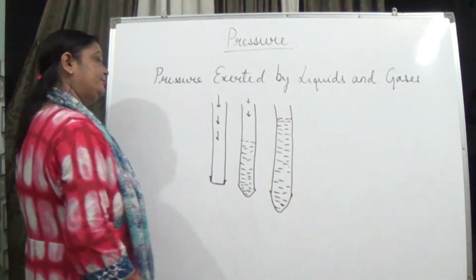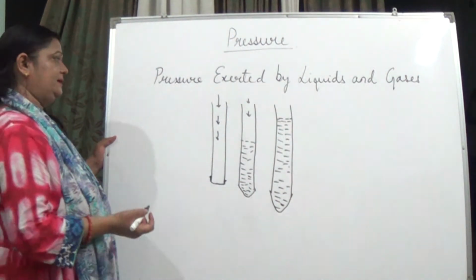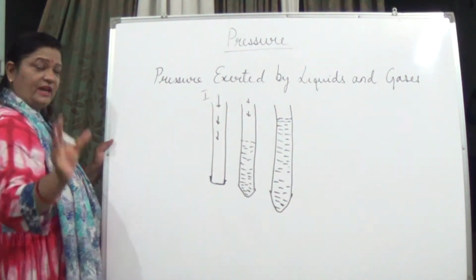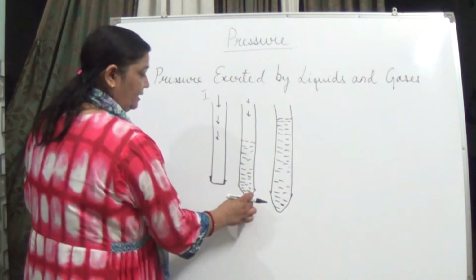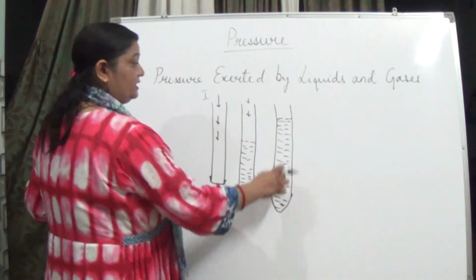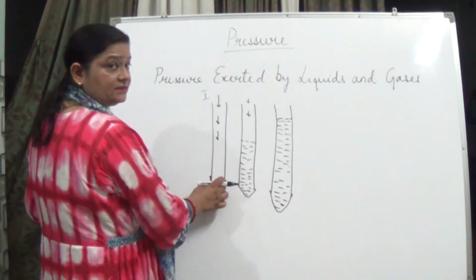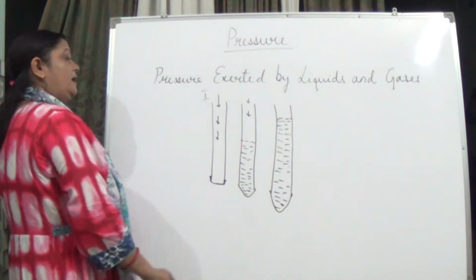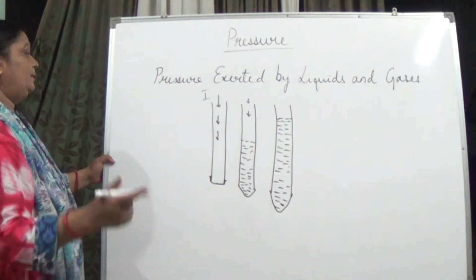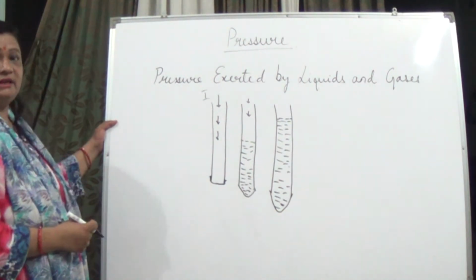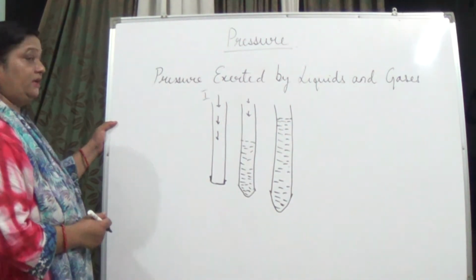Okay. Now, take another example. This first one we have seen. In this we have seen that if height is less, pressure is less. If height is more, pressure is more. This we have seen by the bulging of this rubber which we have tied to the glass tube. Now next, we can see the pressure exerted by the liquid on the walls of the container.